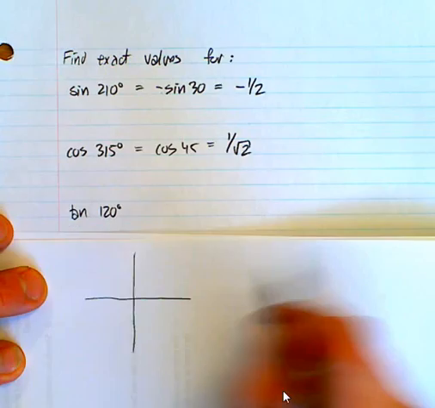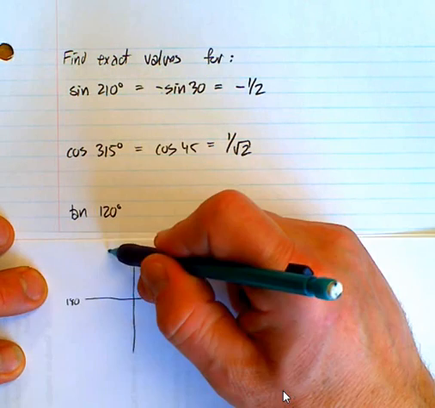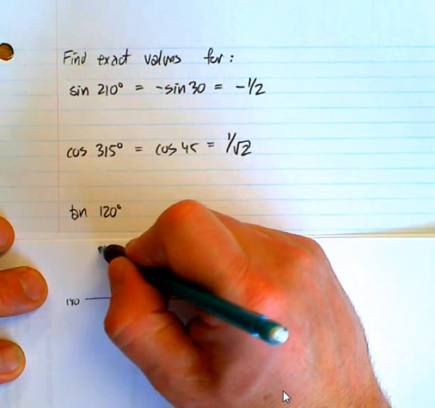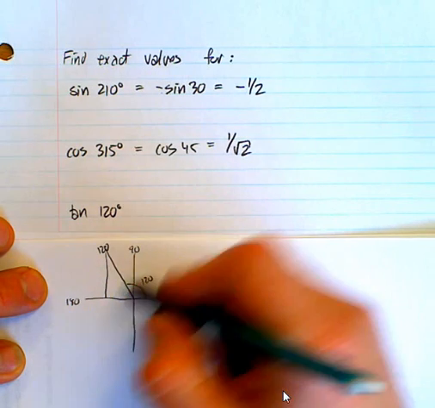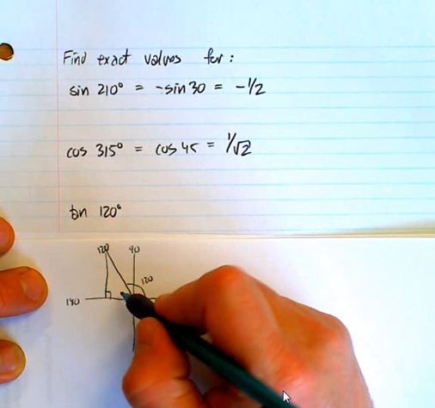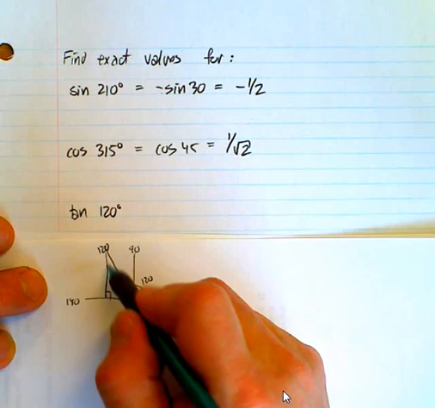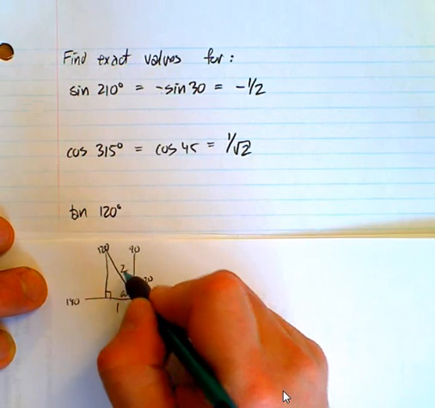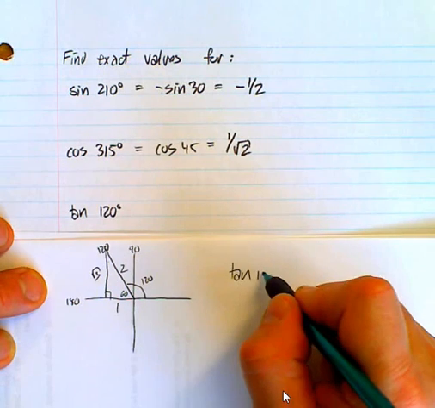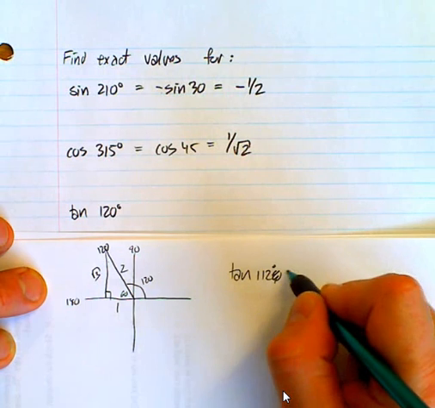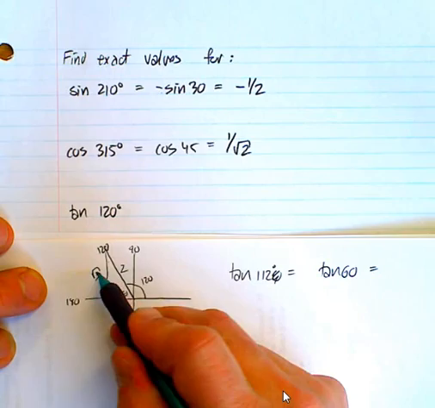So 90 degrees, 180 degrees, 120. So my reference angle, if this is 120 degrees right here, boom, there's my right angle. 120 to 180 is 60 degrees. So 30, 60, 1, 2, root 3 is where the numbers are going to go. Now I'm looking for tan 120 is equal to tan 60, which is root 3 over 1.